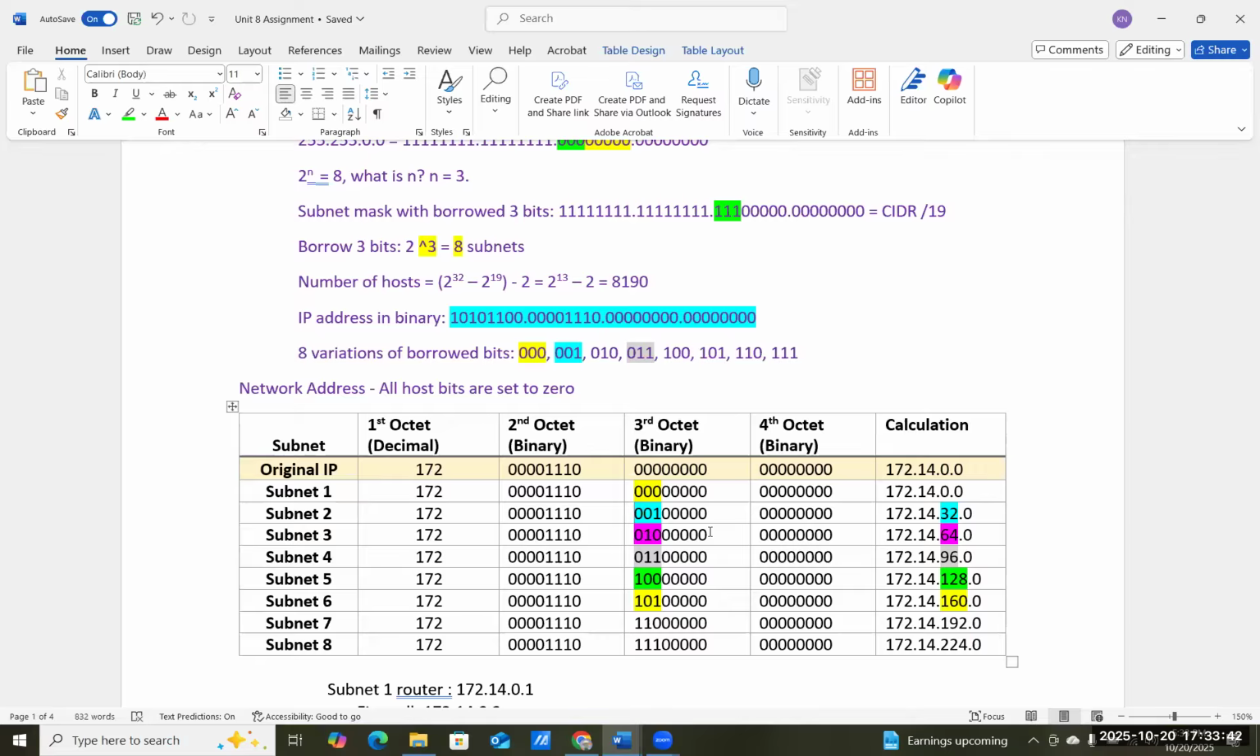Okay, so if I take this value and plug it into my programmer calculator, it's going to give me 32 here. Okay, and then .0. So in my branch 2, I would have 172.14.32.0, and the router there, or the layer 3 switch, would be .1, and so on. Okay? Yes.